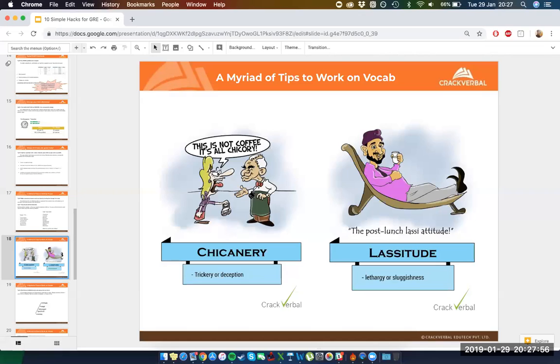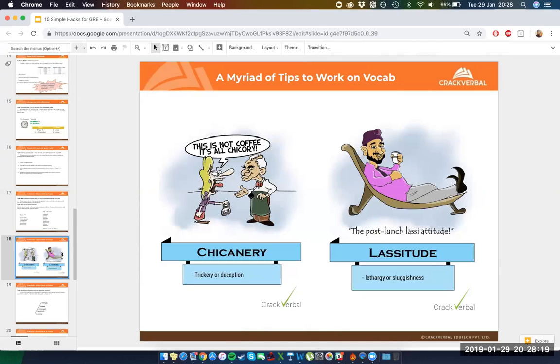You might have lassitude if you just want to chill out, right? You're not feeling it. The post-lunch lassi attitude. You've had a lunch, you're having a lassi after lunch, right? The carbs and the lassi together settle, and you just feel relaxed. You just want to chill out. You don't really feel like doing any work. Lethargy or sluggishness, right? The post-lunch lassi attitude.